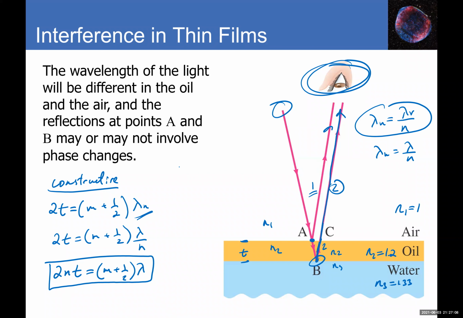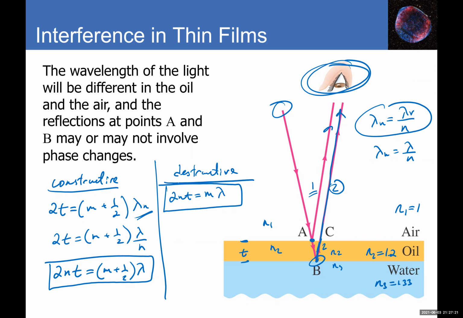But then we can also have the destructive interference condition. For that, 2nt equals m times lambda, and that will be the condition for destructive interference. One thing we have here is that m, the order, equals 0, 1, 2, 3, and so on, for both of them.